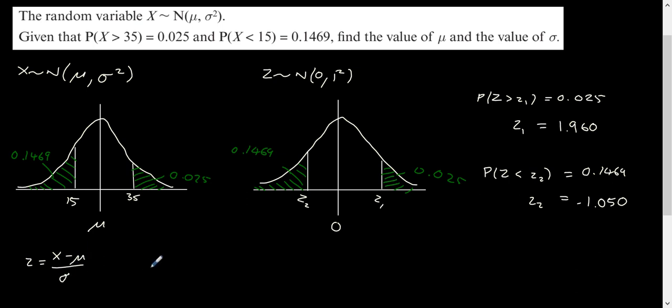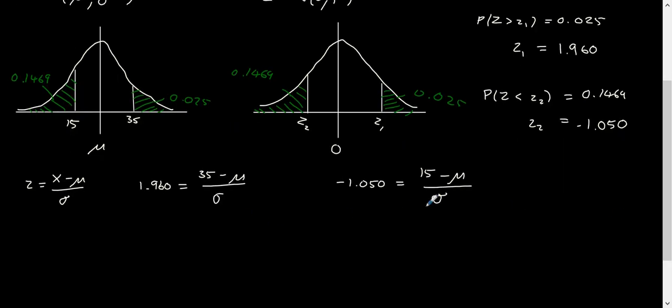And so for Z1, I've got 1.960 equals 35. Remember, the Z1 maps to the 35. Minus mu divided by sigma. And then for my other Z value, I've got minus 1.050 is equal to, so Z2 maps with the 15, 15 minus mu over sigma. So we've got two unknowns in each equation. We're going to have to solve these simultaneously.